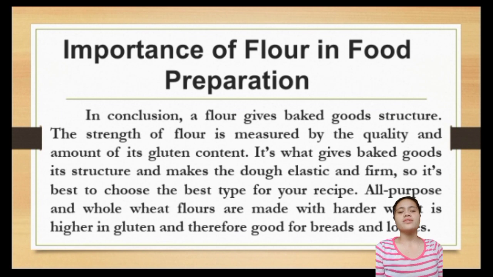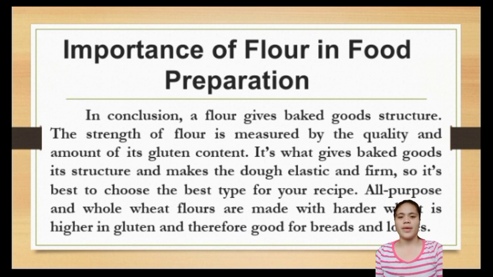The importance of flour in food preparation. In conclusion, flour gives baked goods structure. The strength of flour is measured by the quality and amount of its gluten content. It's what gives baked goods their structure and makes the dough elastic and firm. So it's best to choose the best type of flour for your recipe.